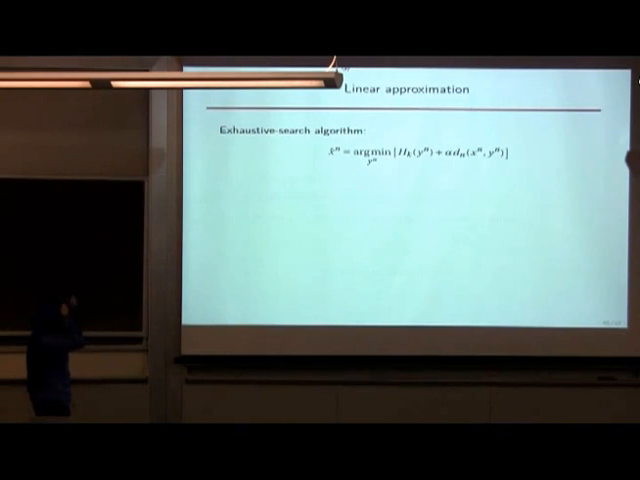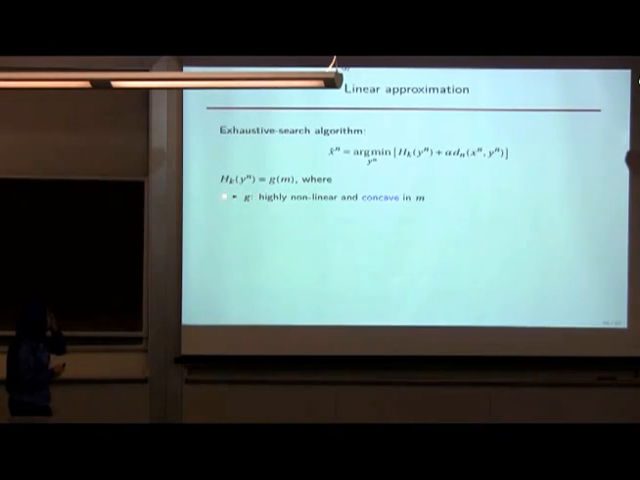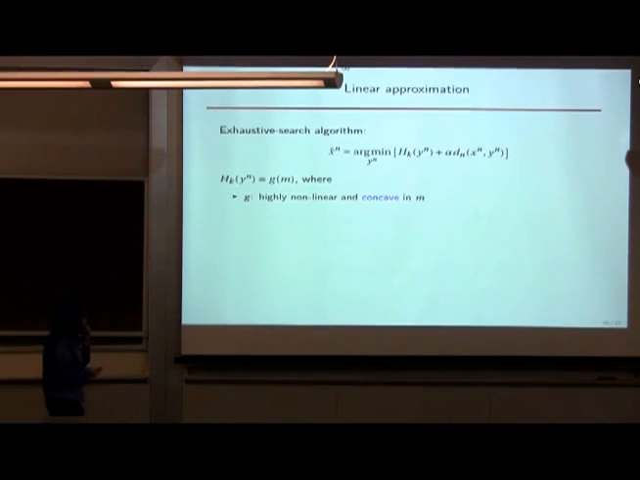Now I go back to the exhaustive search scheme. Now I insert H_k of y^n here. Still it's challenging. It's not clear how to find the optimizer. And as I defined in the previous slide, H_k of y^n is a function of m, the empirical distribution. This function is highly nonlinear, as you saw in the previous slide, but we can prove it's concave in m, which turns out to be important.